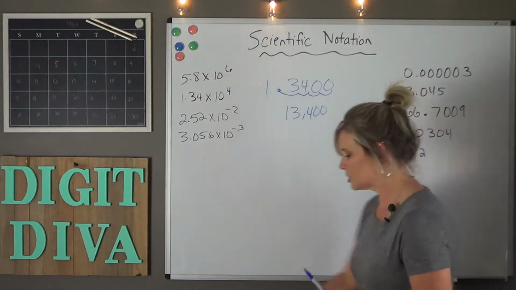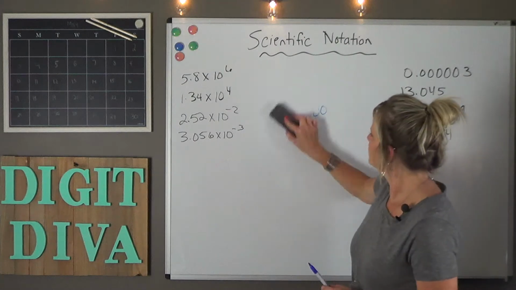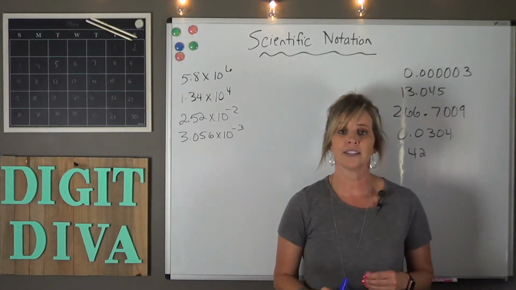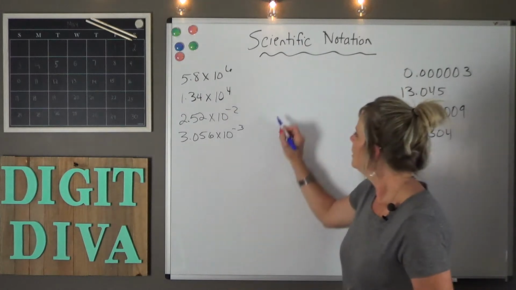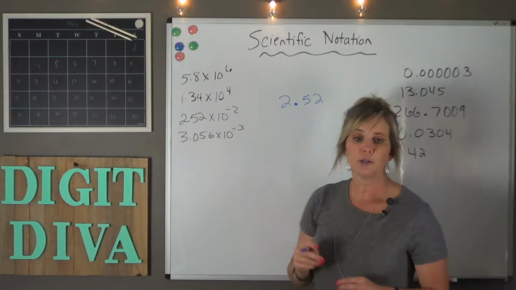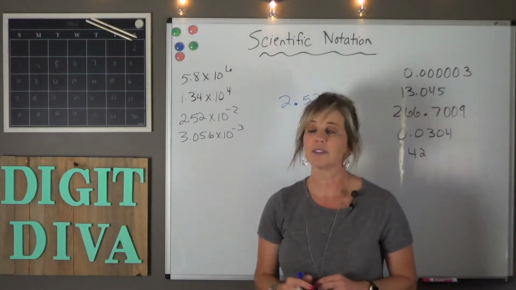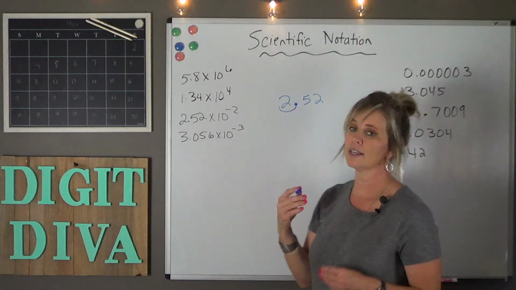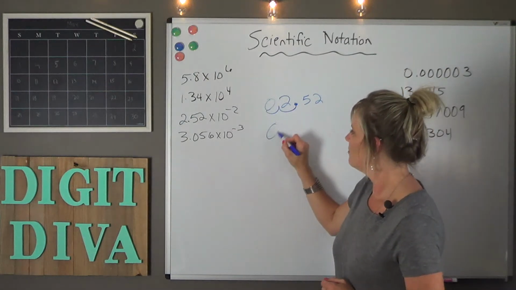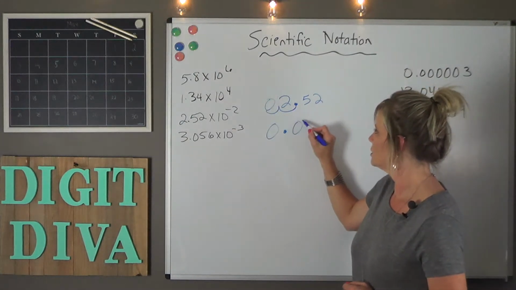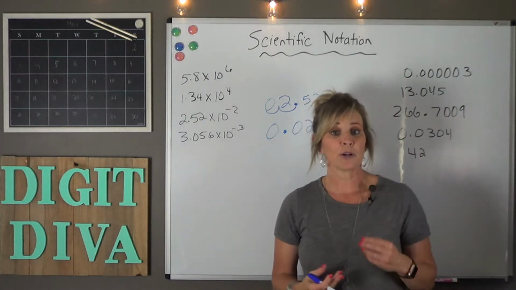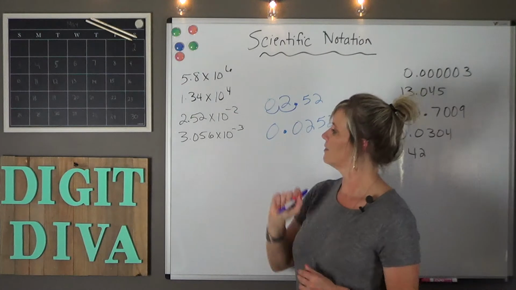But look at our next two examples. Our next two examples have negative exponents. So the rule for that is to move to the left. 2.52. I need to move that decimal point 2 times to the left. I move it once, I'm out of numbers, so I'm going to have to add a 0. So my final answer would be 0.0252. My exponent was negative, I had to move to the left.